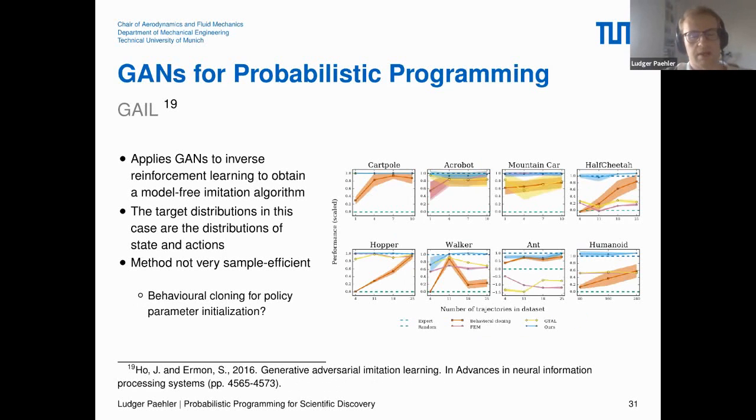GAIL is basically generative adversarial imitation learning. So basically you want to be able to imitate certain behaviors in a reinforcement learning setting. So you can kind of do model-based reinforcement learning while still benefiting from some bit more sample efficiency.